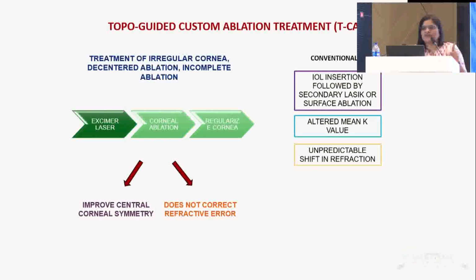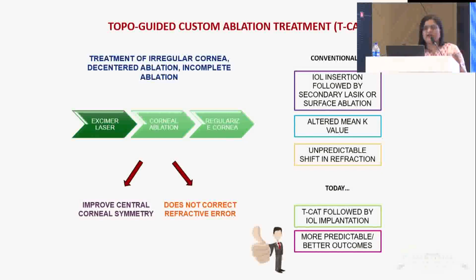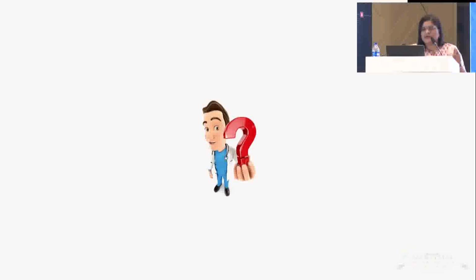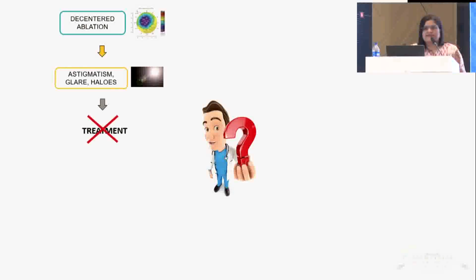So conventionally, we know that an IOL can be inserted after secondary LASIK or surface ablation. We can have an altered mean K value, but this will result in unpredictable shift in refraction. Today we do TCAT. Now, TCAT is basically like, if you have a decentered ablation, the patient is already having astigmatism, glare and halos.